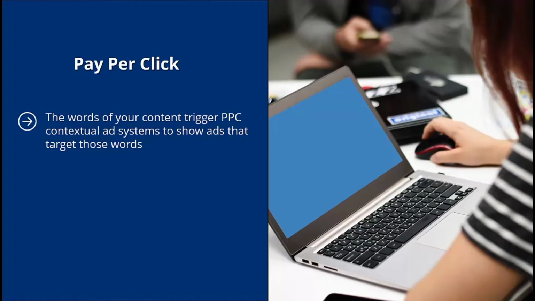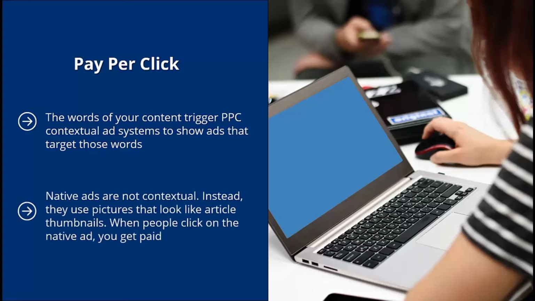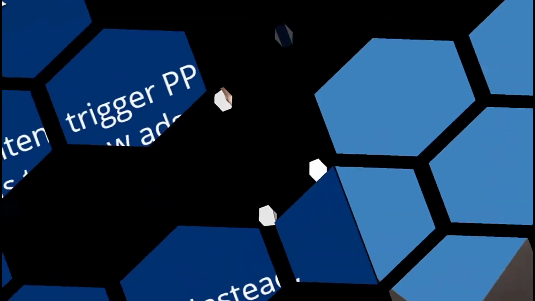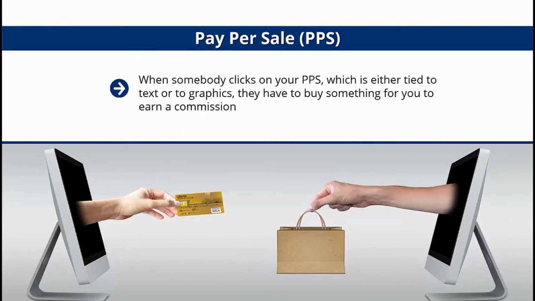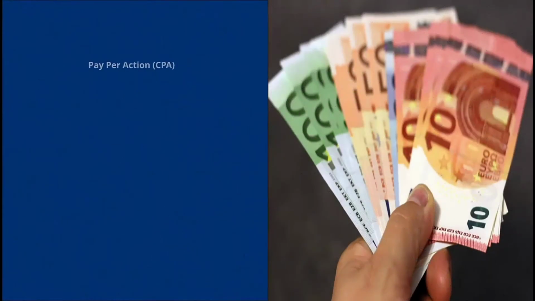Pay-per-click: the words of your content trigger PPC contextual ad systems to show ads that target those words. Native ads are not contextual. Instead, they use pictures that look like article thumbnails. When people click on the native ad, you get paid. Pay-per-sale, PPS: when somebody clicks on your PPS, which is either tied to text or to graphics, they have to buy something for you to earn a commission.